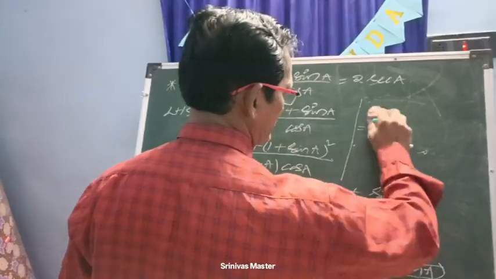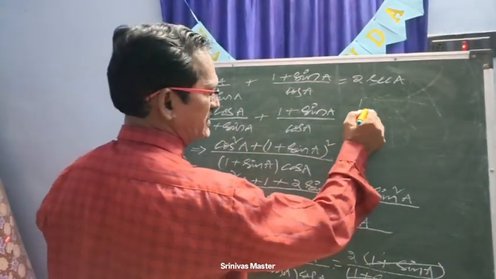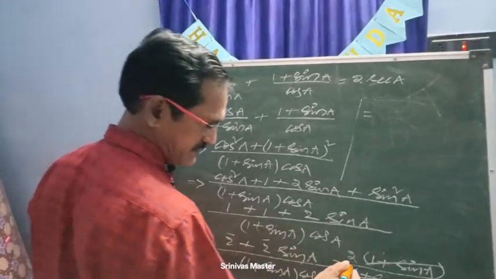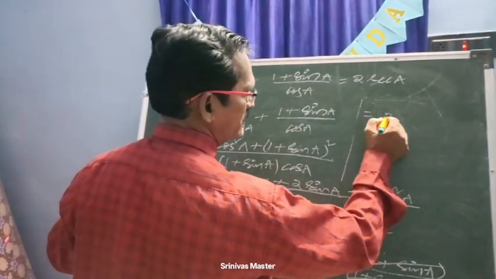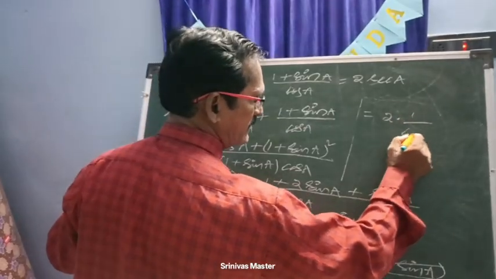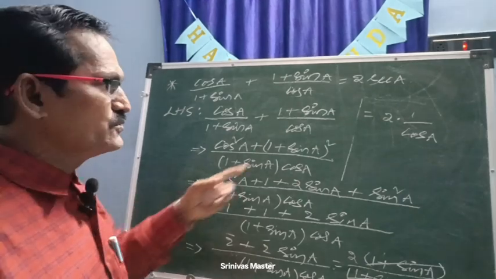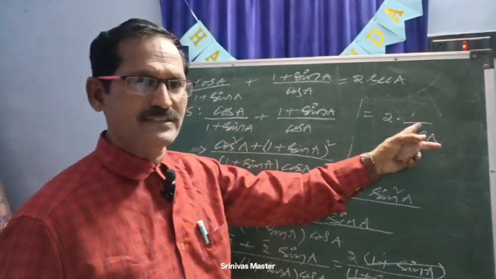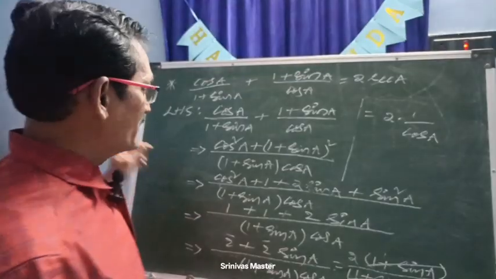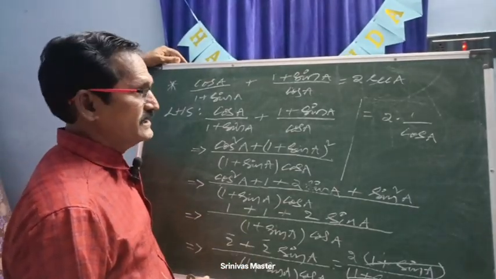See children, I am writing here. How to write 2 by cos A? Be careful when you are doing the problem, see where I am writing. 2 by cos A, you can write as 2 into 1 by cos A. No problem. 2 by cos A means 2 into 1 by cos A, because 2 ones are 2. Why did I write like this? Because you can apply the concept of the reciprocal property.